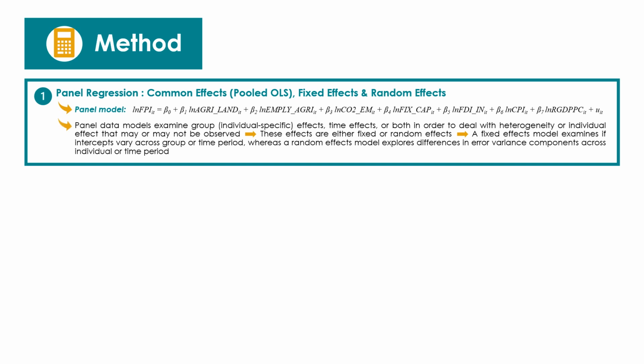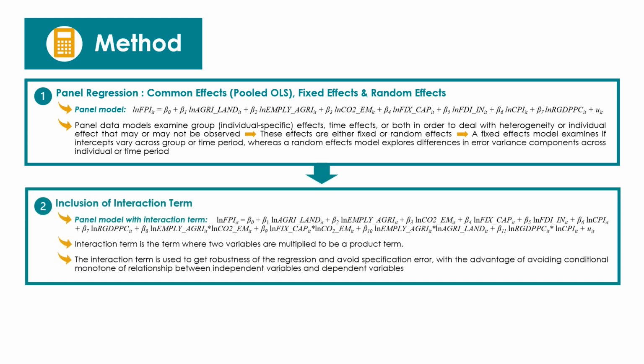Panel data models examine group individual specific effects, time effects, or both in order to deal with heterogeneity or individual effect that may or may not be observed. These effects are either fixed or random effects. A fixed effects model examines if intercepts vary across group or time period, whereas a random effects model explores differences in error variance components across individual or time period.